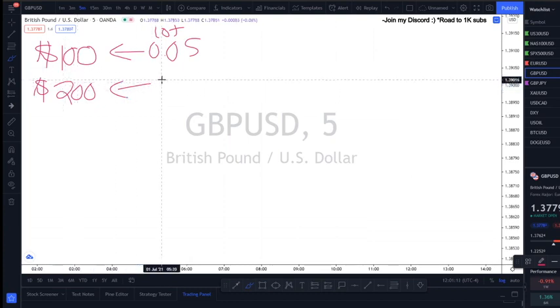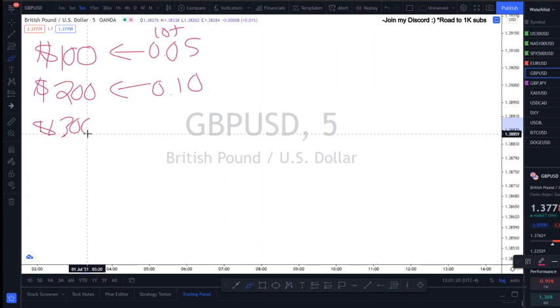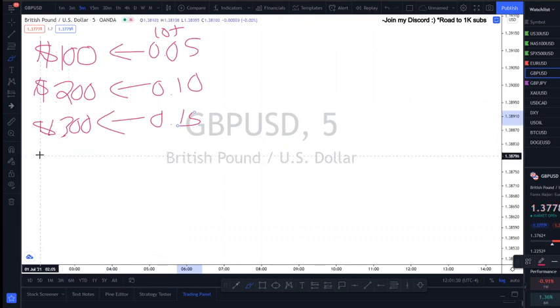What's half of 20? 10. So now I'm using a 0.10 lot size, right? Let's say we get up to $300 in our account. What's half of 30? Well, 15. You see where I'm going with this? And so forth. And we can keep going.